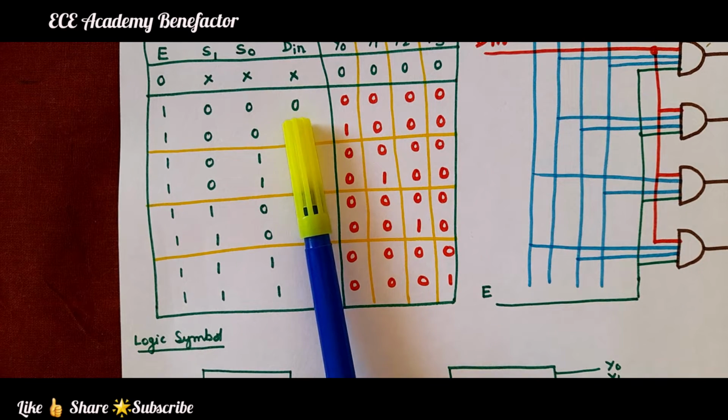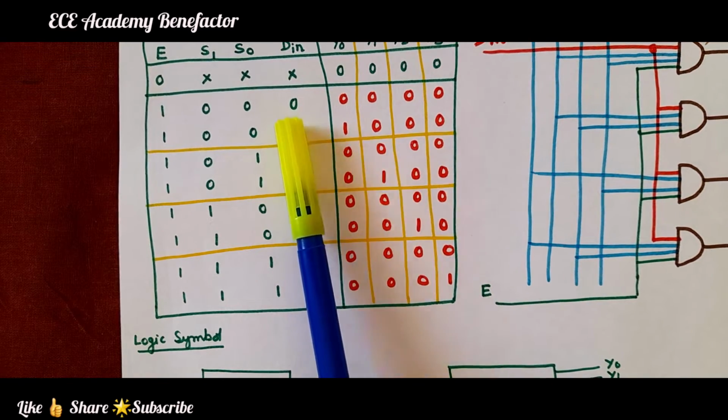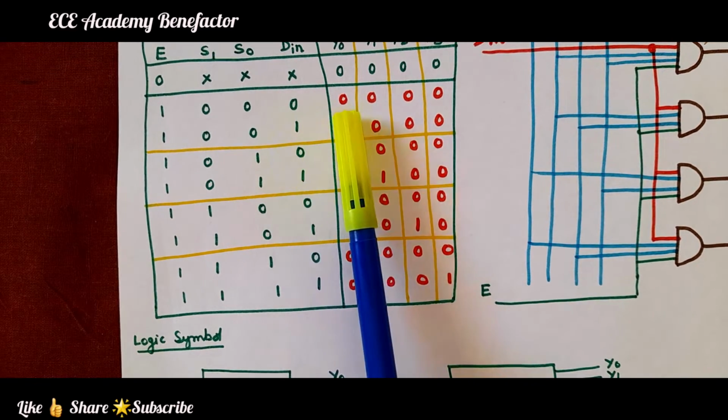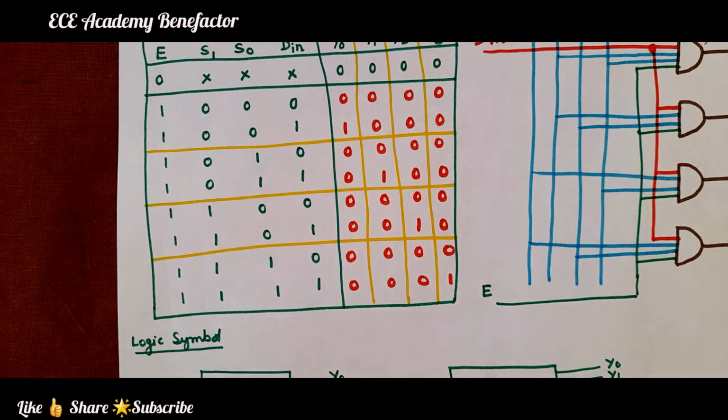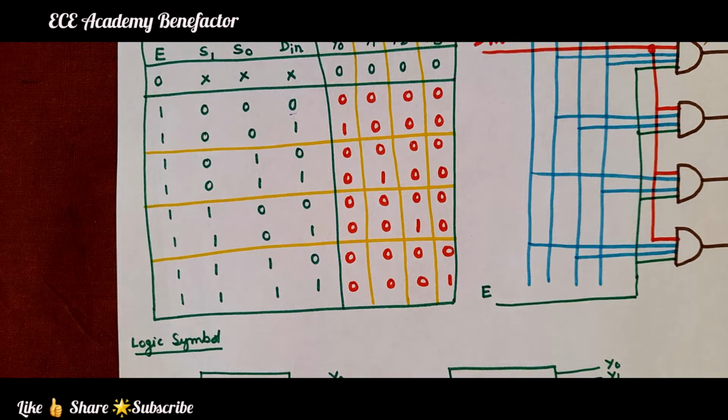Okay, now see this condition. If there is no data, what will be the output? For no data, data input is 0, so output will also be 0. So when the data input is 0, output is going to be 0.